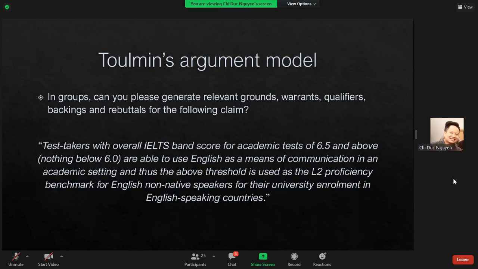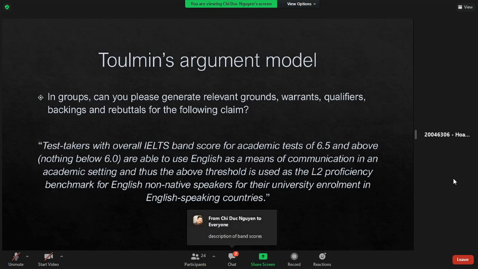How do you know about it? It's based on the band descriptors for writing and speaking, because from 6.5 or 6, the test takers have to address all of the task requirements.